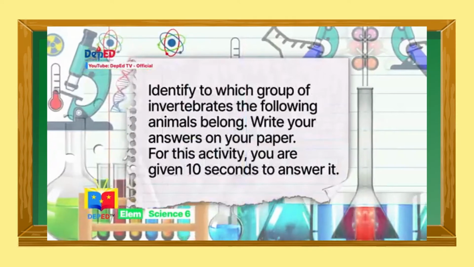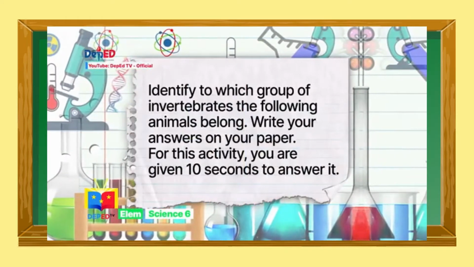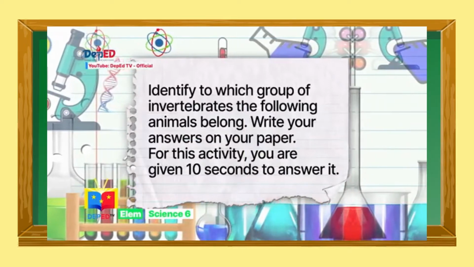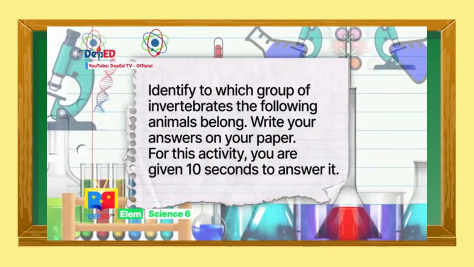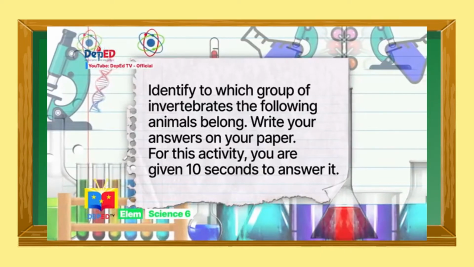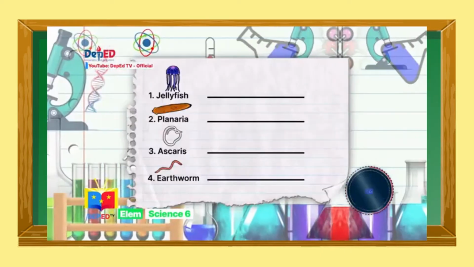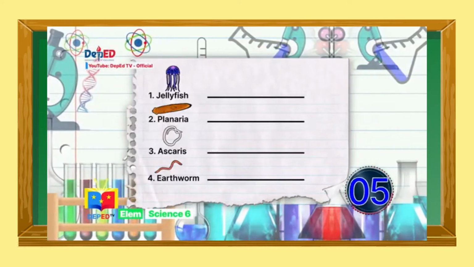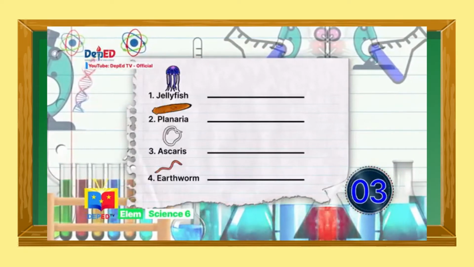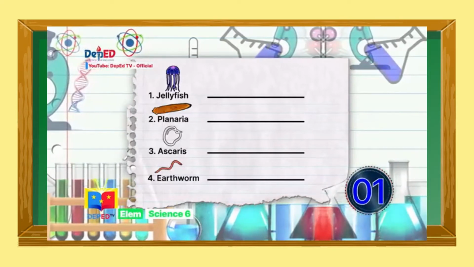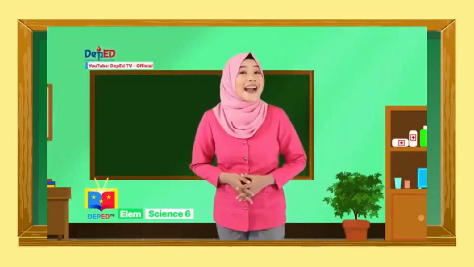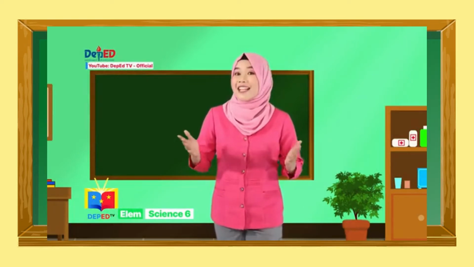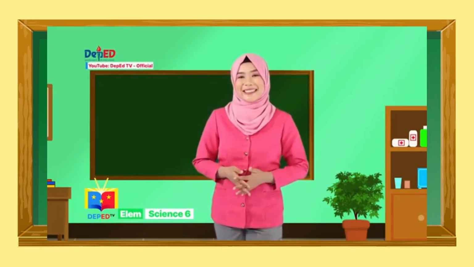Directions. Identify to which group of invertebrates the following animals belong. Write your answers on your paper. For this activity, you are given 10 seconds to answer it. Science-minded learners, your time is up. Now, let's check your work.